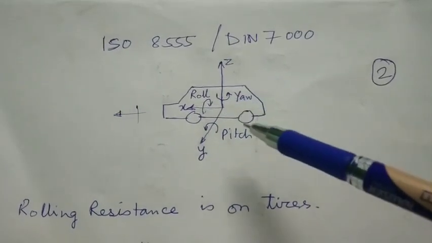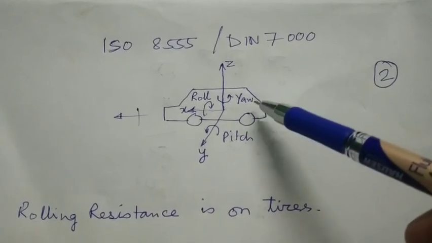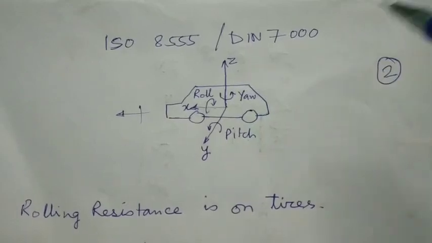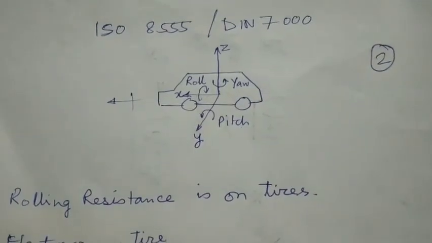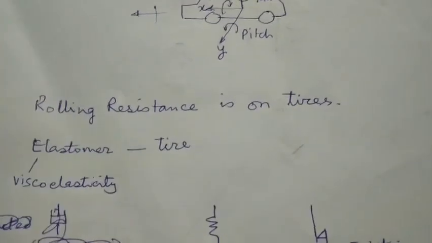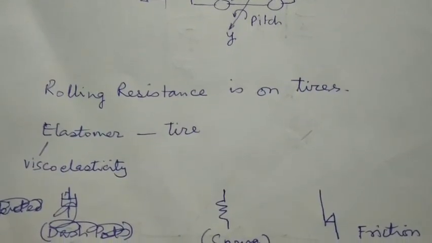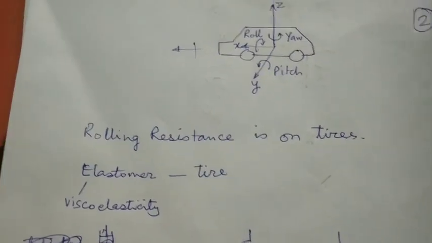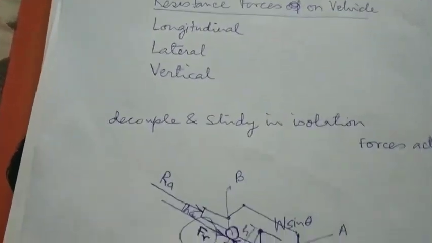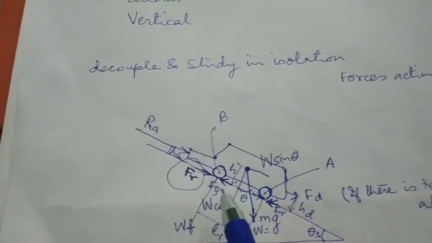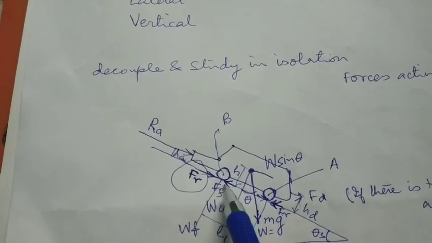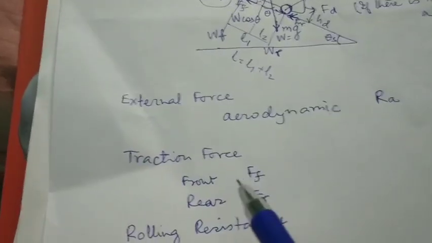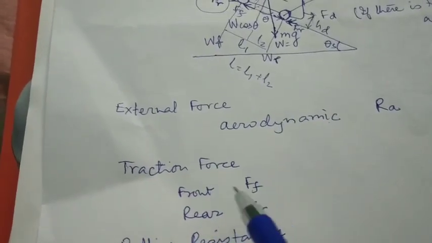So we have rolling, pitching, and yawing. We are right now thinking about rolling only, and that is studied in the X direction. Now, talking about rolling, that is the movement of the vehicle, we have resistance to the movement of the tire. So if there is a force which is generated for the sake of movement, known as traction force.